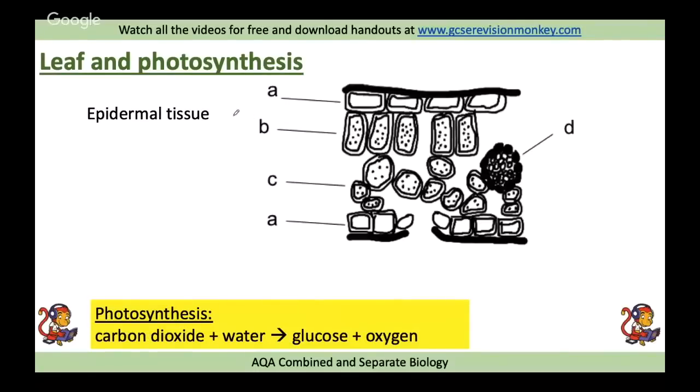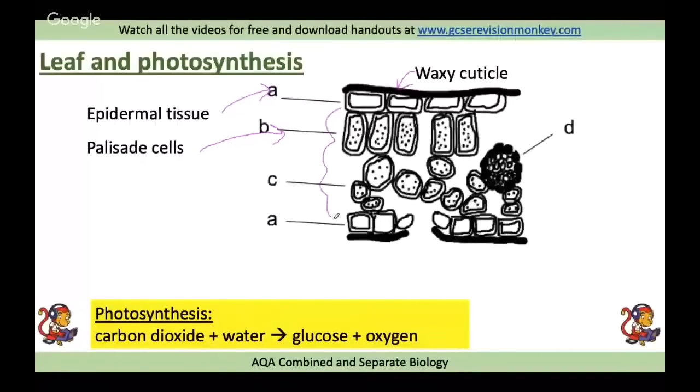So the epidermal tissue is the top layer that covers the leaf. The waxy cuticle is right on top of this. And now this is to reduce the water loss. Okay, it's not anything about keeping it waterproof or anything like that. It's to stop the water coming out of the leaf into the atmosphere. The palisade cells are part of the mesophyll layer. Okay, this whole layer in the middle is the mesophyll.